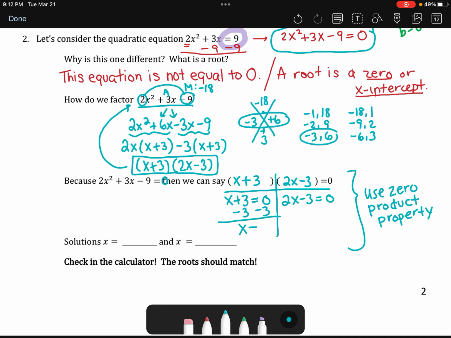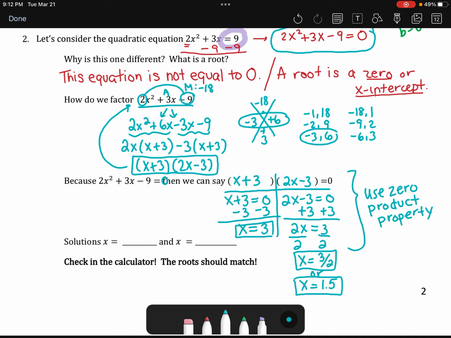Minus 3 on both sides, x equals negative 3. That's my first answer. Add 3 on both sides, 2x equals 3. Divide by 2. You can leave it as 3 halves, or you can make x equal to 1.5. All right, either one. So what are my solutions? My solutions are negative 3 and positive 3 halves.